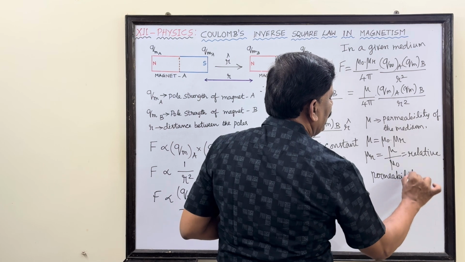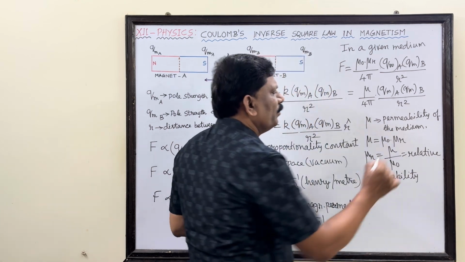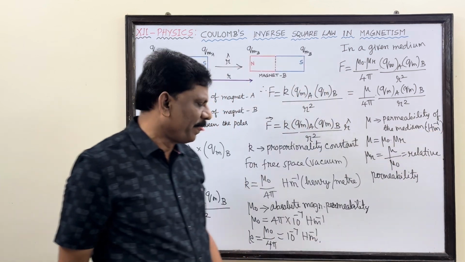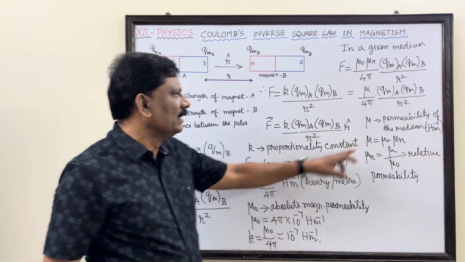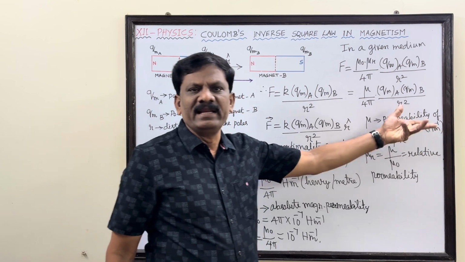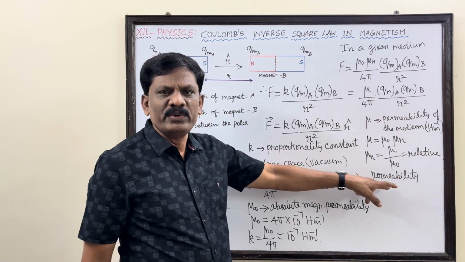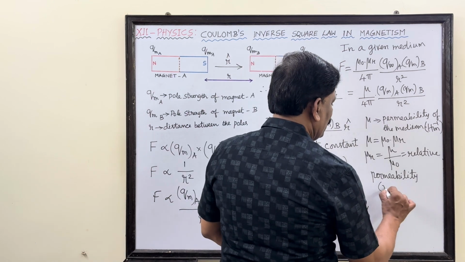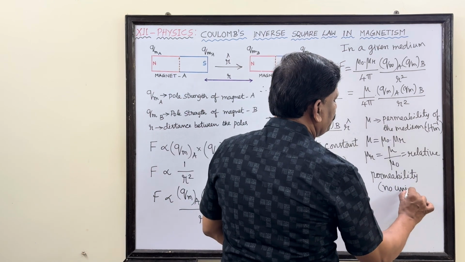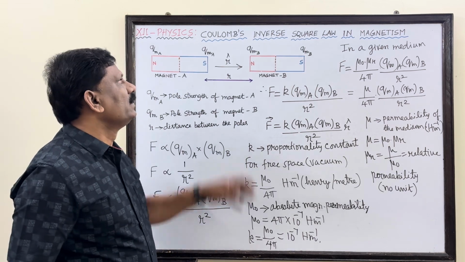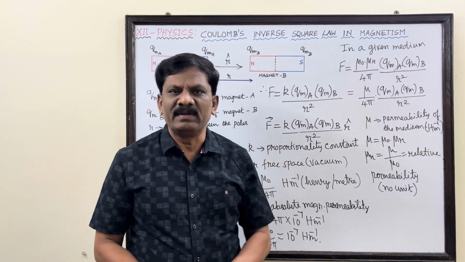Now mu is also in Henry per meter only. The unit of mu naught as well as mu both will be Henry per meter. Therefore the relative term has no unit. Okay, so it has no unit. So this is called Coulomb's inverse square law in magnetism.